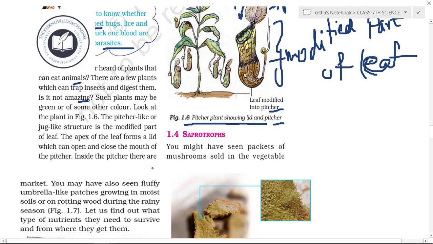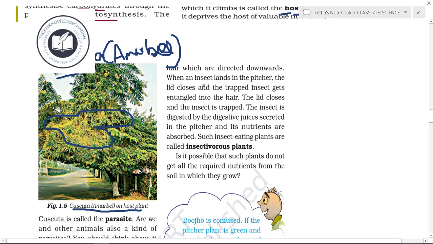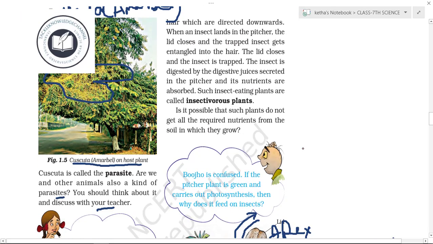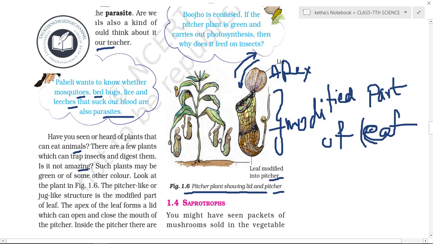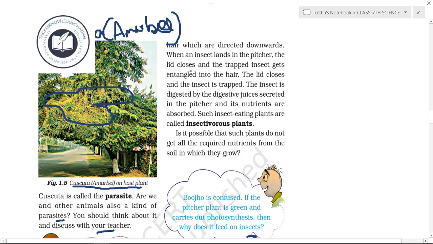Next, inside the pitcher there are hairs which are directed downwards. So inside the pitcher plant there are hairs present inside the pitcher. When an insect lands in the pitcher, the lid closes and traps the insect, and the insect gets entangled in the hair.